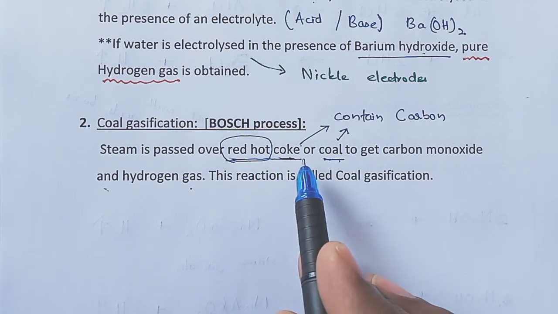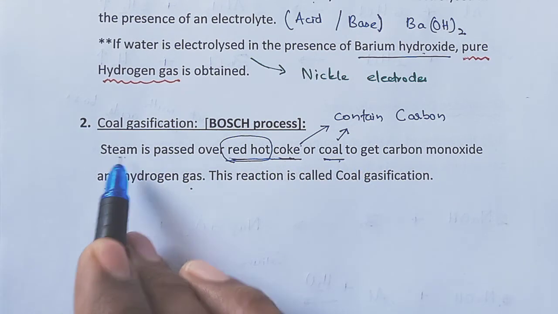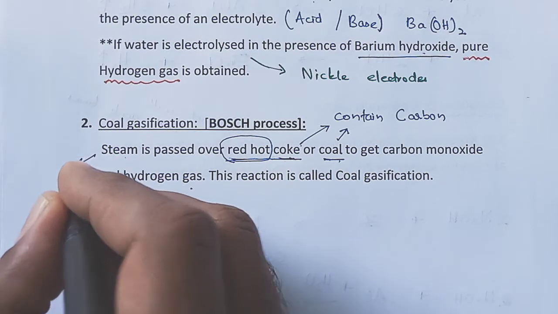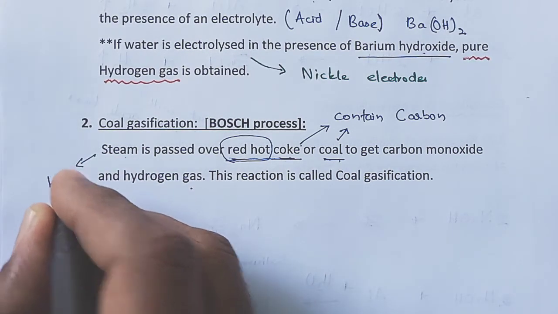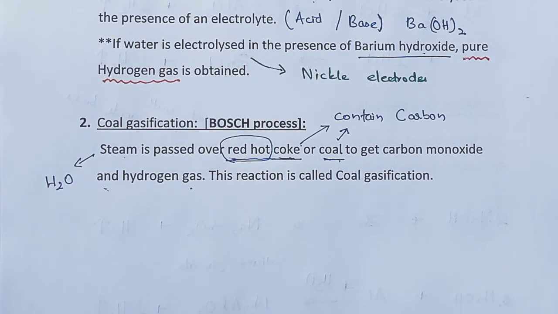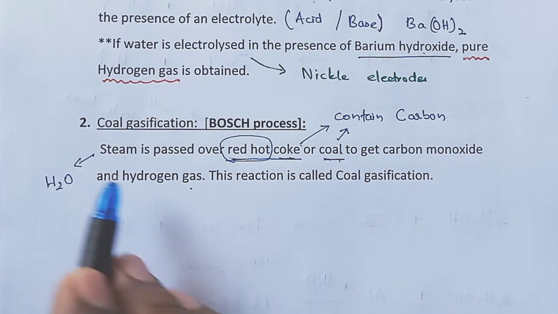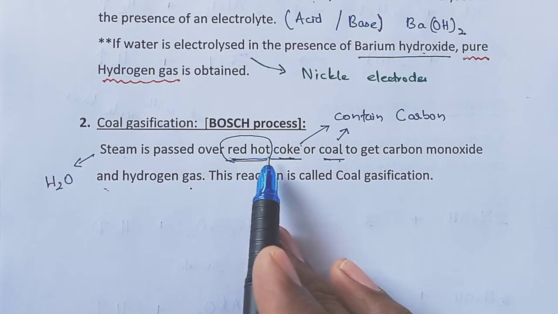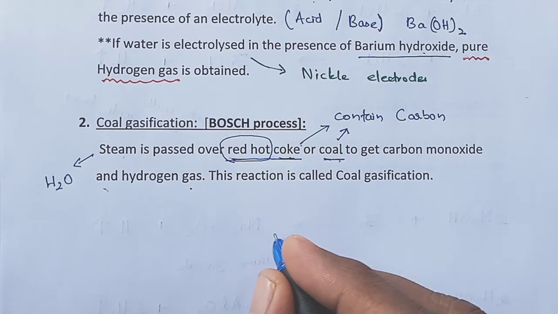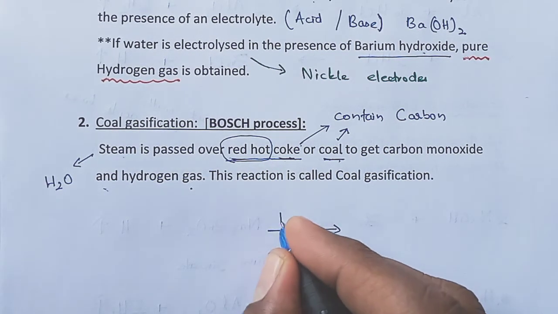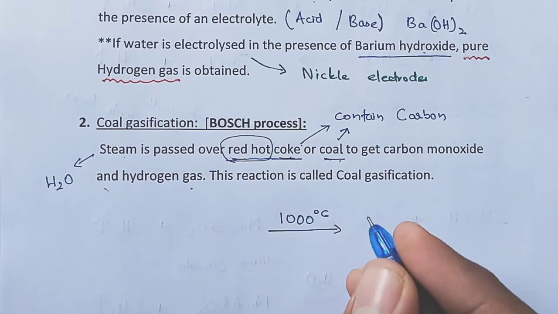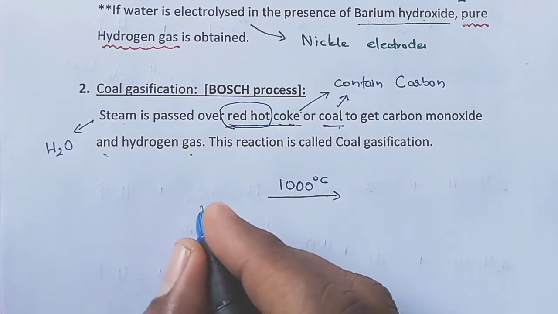Onto this red hot coke or coal, we are passing steam. What is meant by steam? Steam is nothing but water vapor. The minimum temperature of steam is 100 degrees, but this time, because we are in red hot condition, the temperature is going to be 1000 degrees. So we are going to pass the steam at 1000 degrees Celsius.